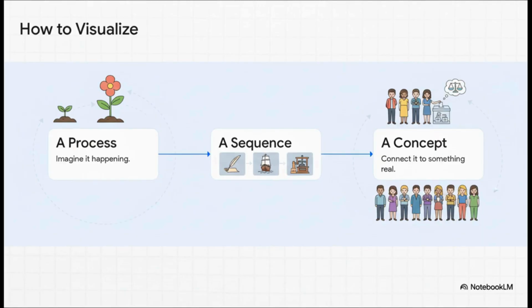So, how do you actually do this? Well, say you're reading about a process, like photosynthesis. You'd imagine the sunlight hitting the leaf and the plant making food. Or, if you're reading about a historical event, you'd picture the scenes unfolding in order. For abstract ideas like democracy, you could picture something real, like people casting their votes in a ballot box.